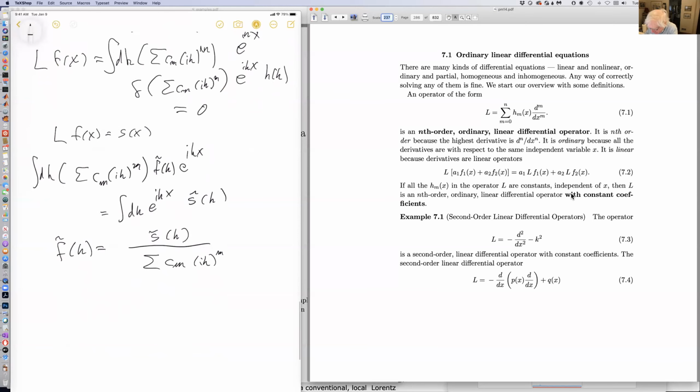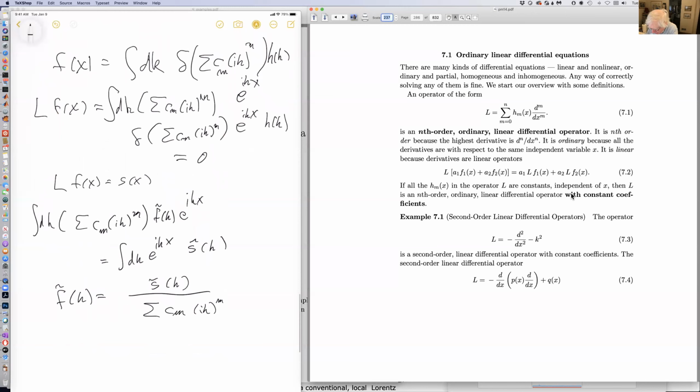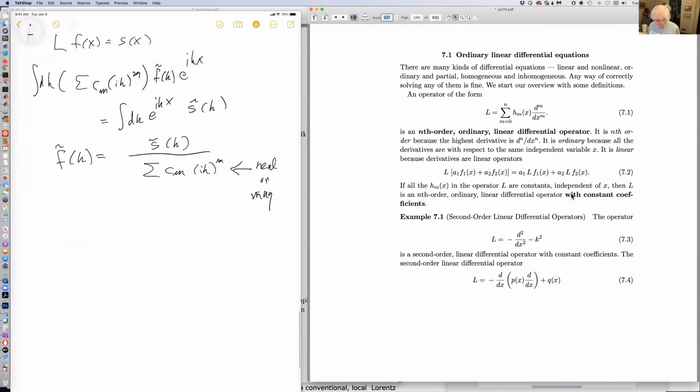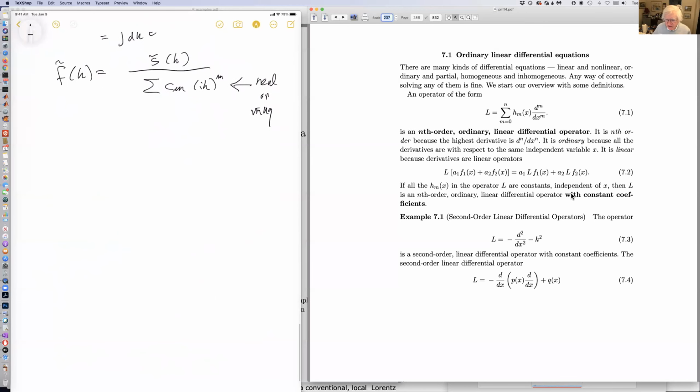But in practice, what happens is that the differential operator is such that this denominator here will typically be either real or imaginary. And then we go either to a Fourier transform, or if it's imaginary to a Laplace transform. But as I said, I did that sort of spontaneously, and I think maybe I shouldn't do so much spontaneously.